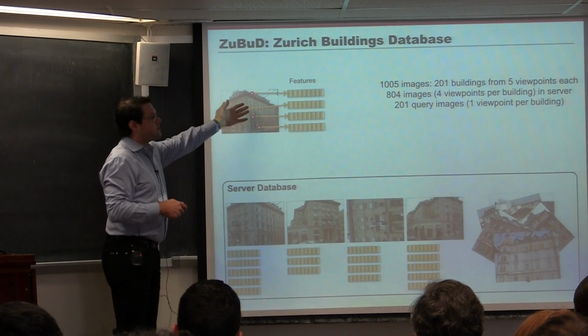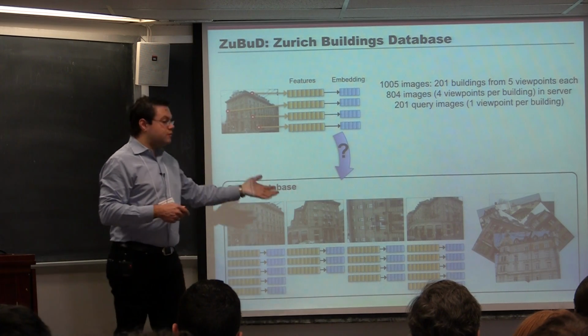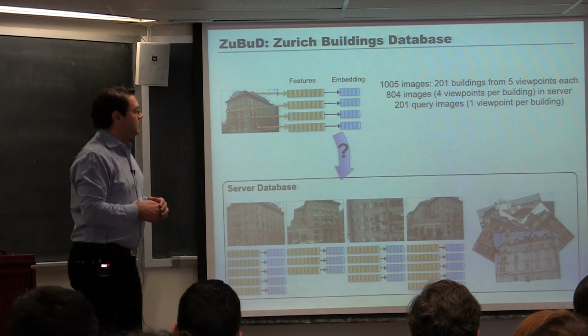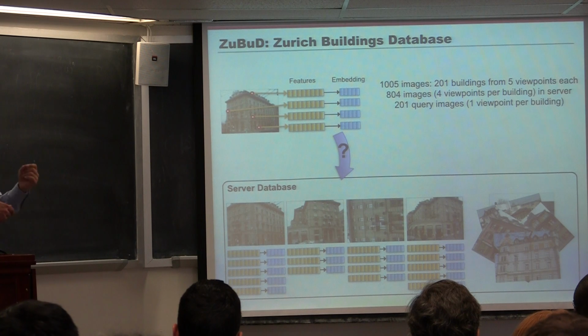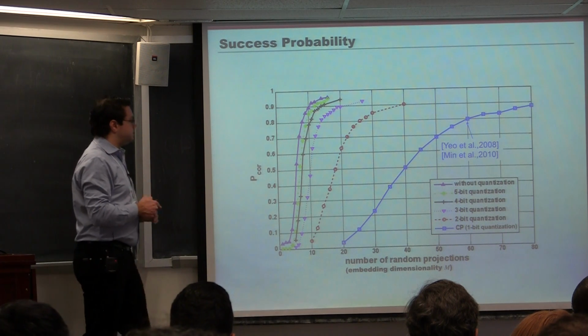And we extract SIFT features. We do the embedding. And then we query the database. We do the same thing in the database. We extract features. And then we query the database using nearest neighbors. So this is, again, the results with standard Johnson-Lindenstrauss embeddings and quantization.